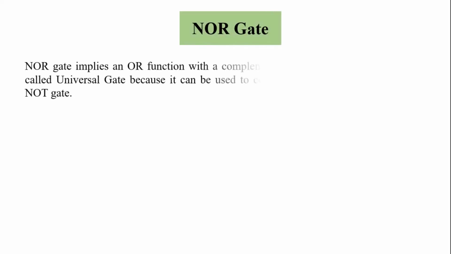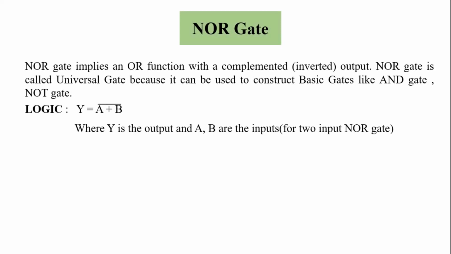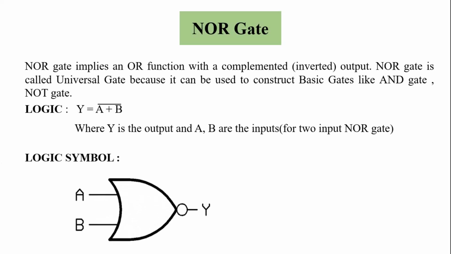Now we will see the NOR gate. A NOR gate implies an OR function with a complemented output. Logic of the two input NOR gate: Y equal to (A plus B) whole bar, where Y is the output and A and B are two inputs. The logic symbol of a two input NOR gate looks like this.